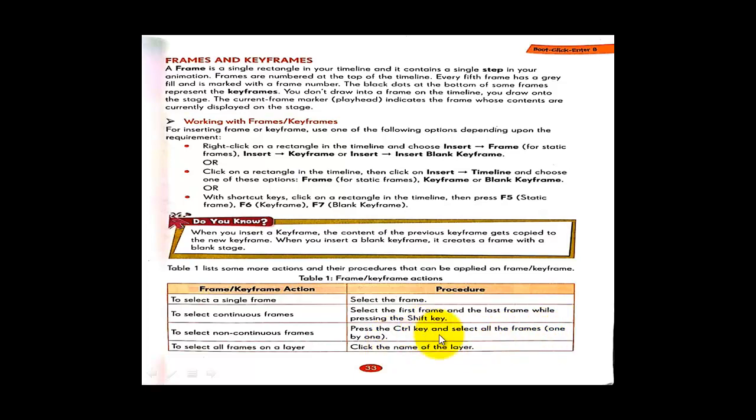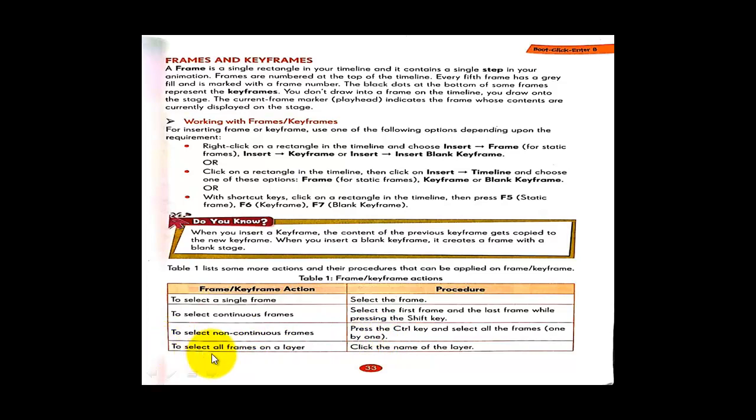You can select the frames one by one by pressing the Control key, just like selecting non-adjacent words in MS Word. In MS Word also, if you want to select different words from different paragraphs, you first select a word, then press the Control key on the keyboard and select one by one. Likewise, for selecting non-continuous frames here, press the Control key and select all the frames one by one.